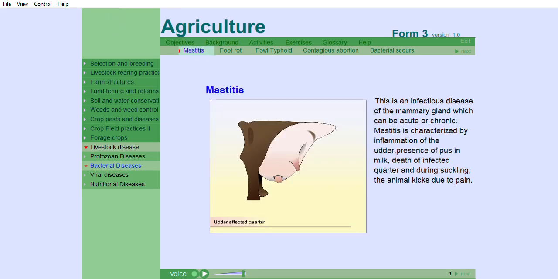Mastitis. This is an infectious disease of the mammary gland which can be acute or chronic. It is characterized by inflammation of the udder, presence of pus in milk, death of the infected quarter, and during suckling, the animal kicks due to pain.